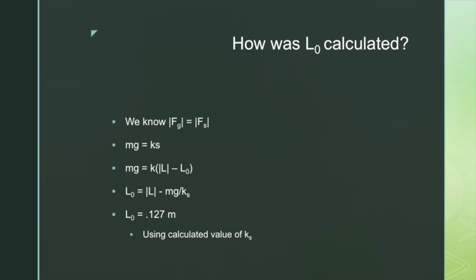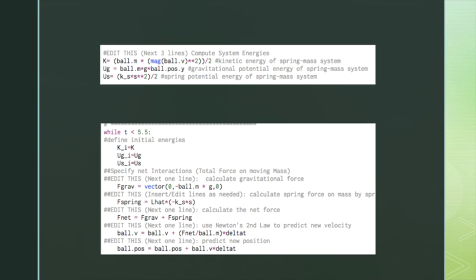Here's how the spring's relaxed length was found. We know that the magnitude of the gravitational force on the mass is equal to that of the spring force. Values that constitute these forces can be rearranged to isolate the L0 variable. This too can be solved for with data we are given, as well as the stiffness value we just calculated. The spring's relaxed length is calculated to be 0.127 meters.